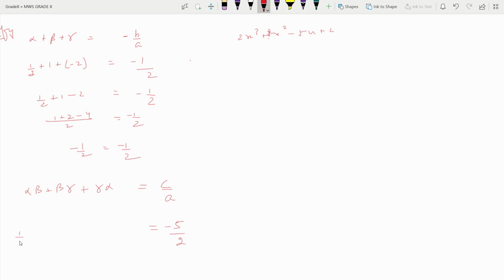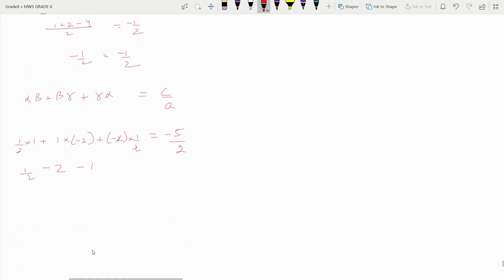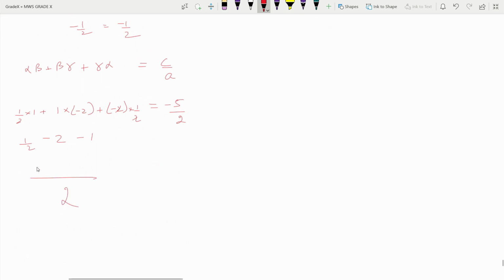Alpha beta means 1 by 2 into 1, plus beta and gamma, then gamma and alpha. So 1 by 2, then minus 2, then this and this cancel out, and minus 1. Taking LCM, it will be 1 minus 4 minus 2. So minus 3 minus 2, minus 5 by 2, is equal to minus 5 by 2.